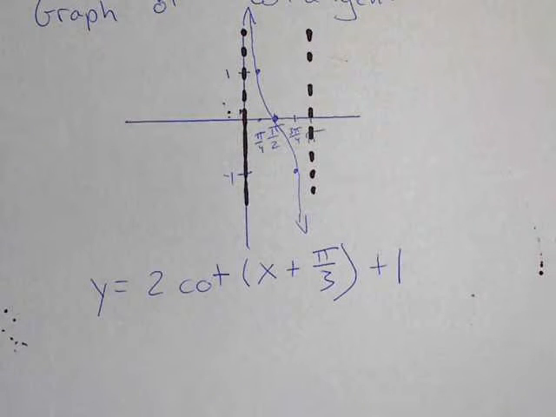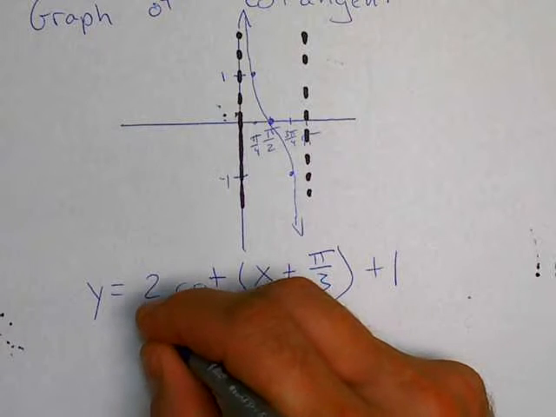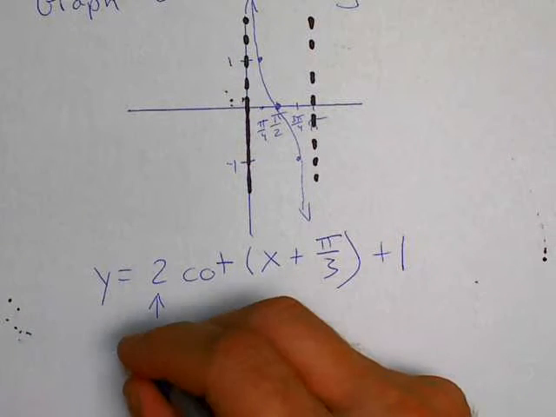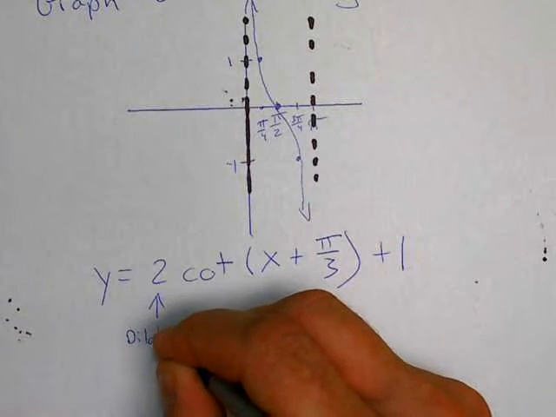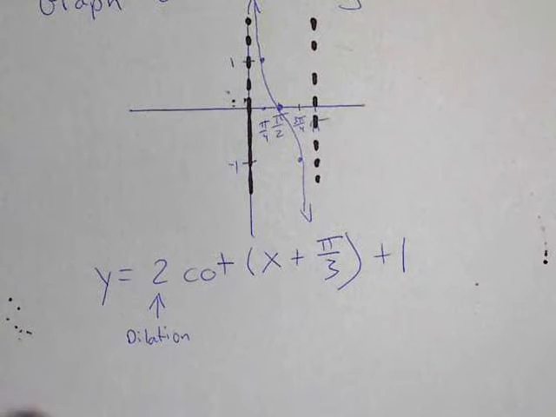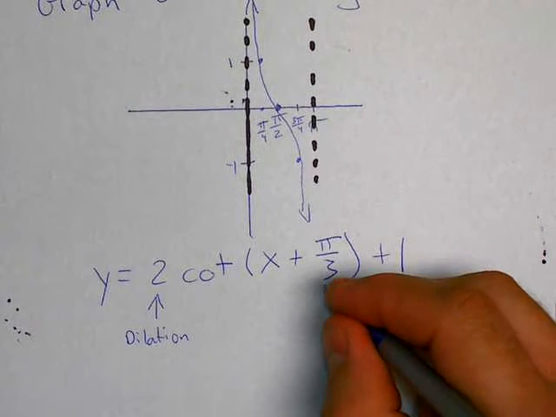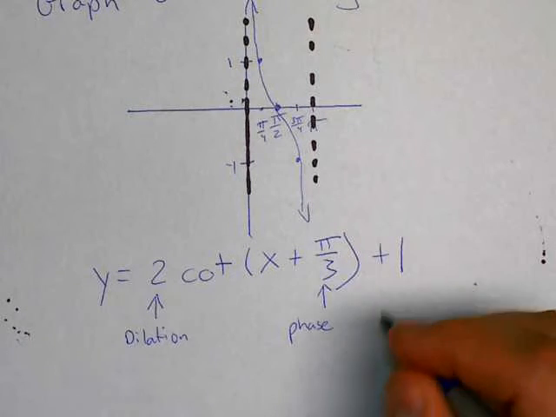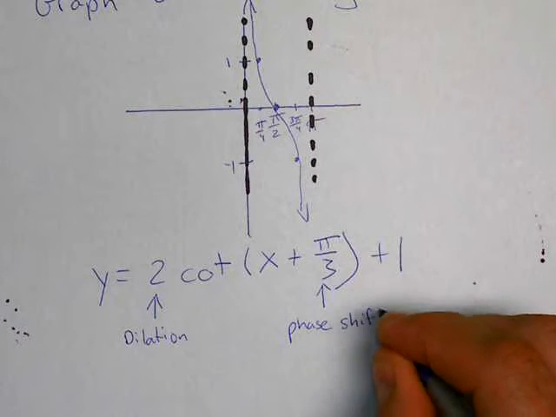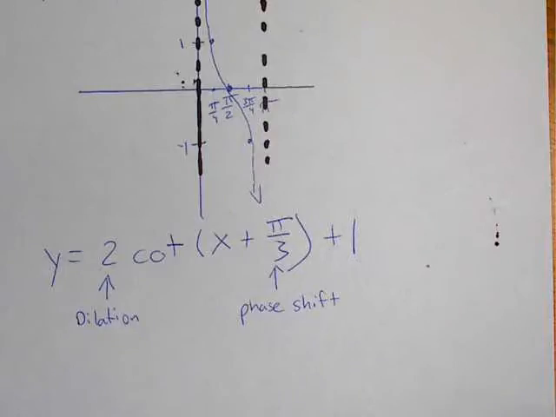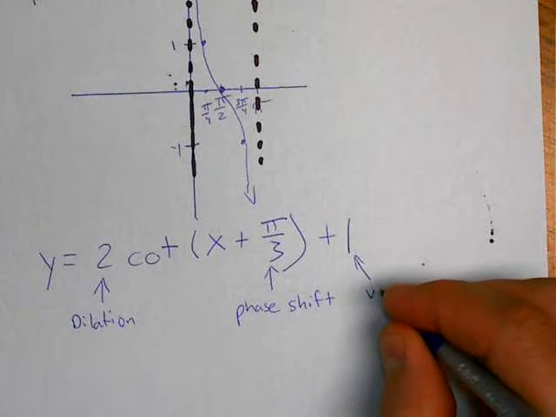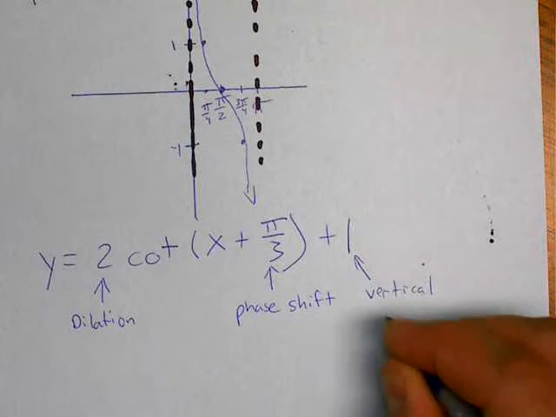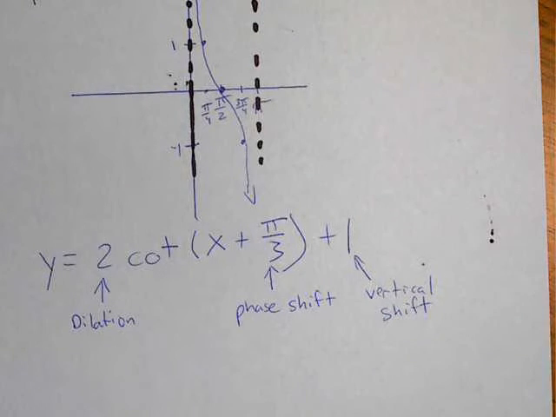All right, so just to review, this is just like all other trig functions. This 2 is going to be our dilation, or our vertical stretch in this case. So instead of going up to 1, it's going to go up to 2. This pi over 3 is going to be our phase shift. And since it's positive, we're going to be moving to the left pi over 3. And this 1 is our vertical shift. And since it's positive, we're going to be moving up 1. Okay?